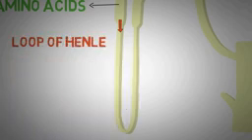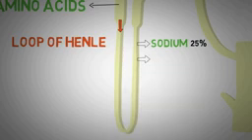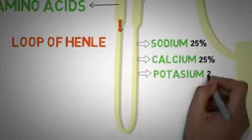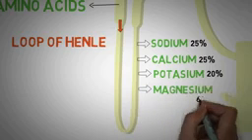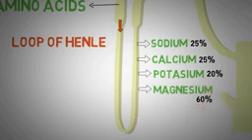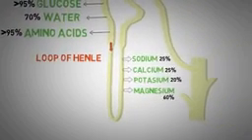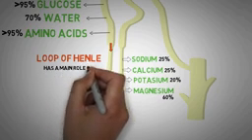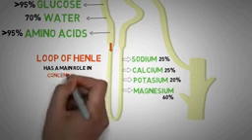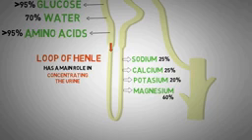Next, the filtrate passes into the loop of Henle. The loop of Henle has some role in reabsorption of important salts, like about 25% of sodium gets reabsorbed here. Similarly, 25% of calcium, 20% of potassium, and about 60% of magnesium gets reabsorbed in the loop of Henle. But the loop of Henle has a major role in the concentration of urine.